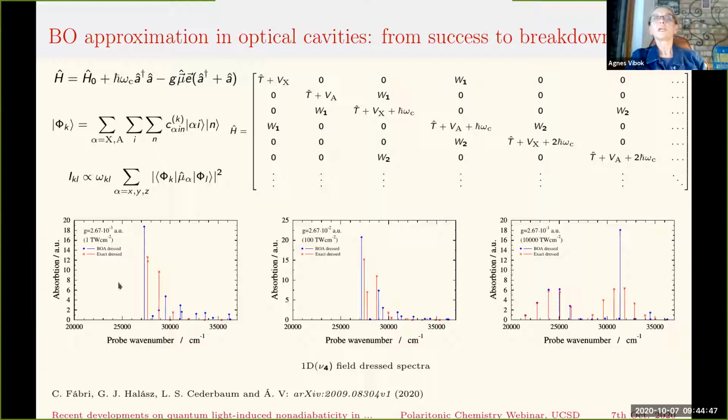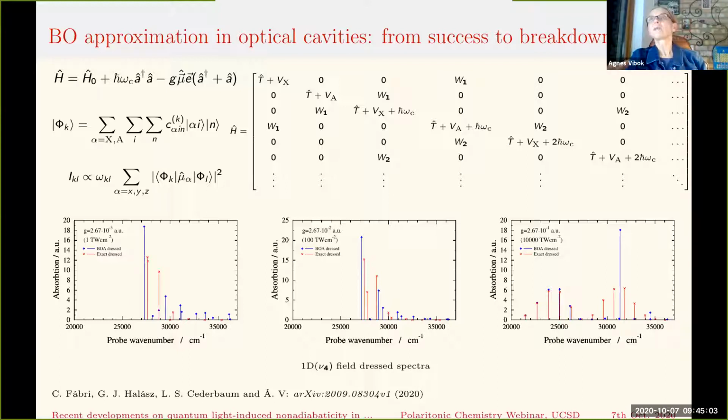I forgot to mention at the beginning that we use this H2CO formaldehyde molecule because, in the geometrical arrangement of the study, there is no natural non-adiabatic phenomena in first order.